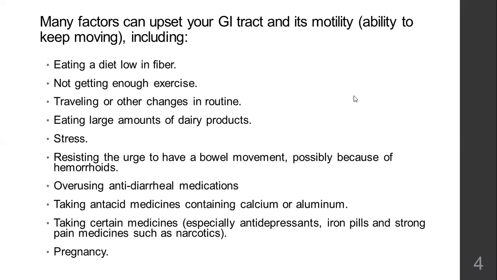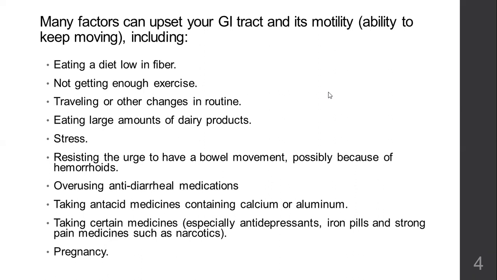Overusing anti-diarrheal medication, the medications we use to stop diarrhea, could also alter your GI motility. Taking antacid medicines that contain calcium or aluminum. Antacid is for when you have acidity, like the pink syrup, Rantac, omeprazole. These are all antacid medications. If you're taking antacids that have calcium or aluminum, that can also affect GI motility.